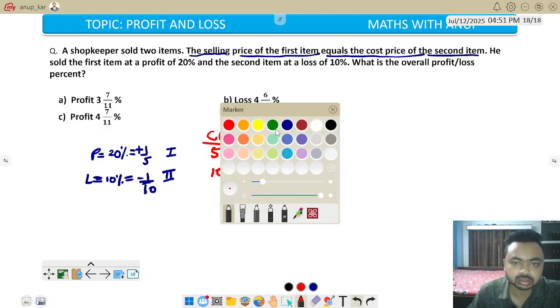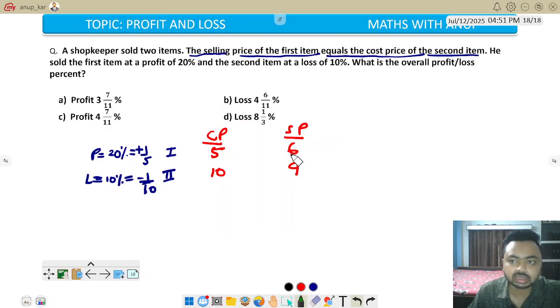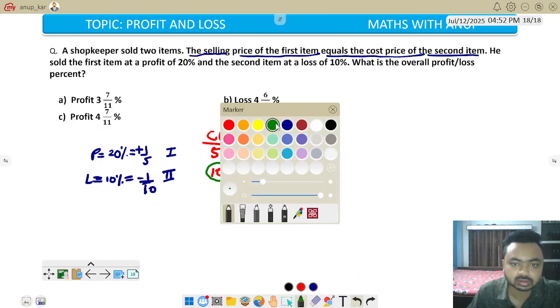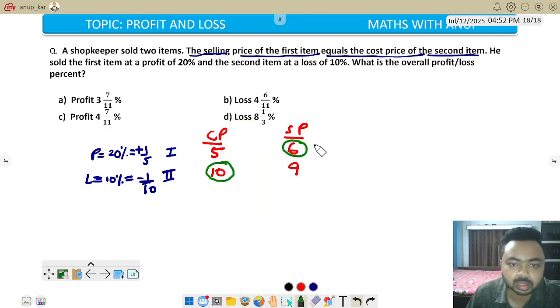Now, you have to understand the question. The selling price of the first item is equal to the cost price of the second item. So this has to be made equal. How can you make it equal? By taking the LCM. 6 and 10 LCM we can take to be 30. So 6 into 5, also multiply 5 by 5. 10 into 3, also multiply 9 by 3.